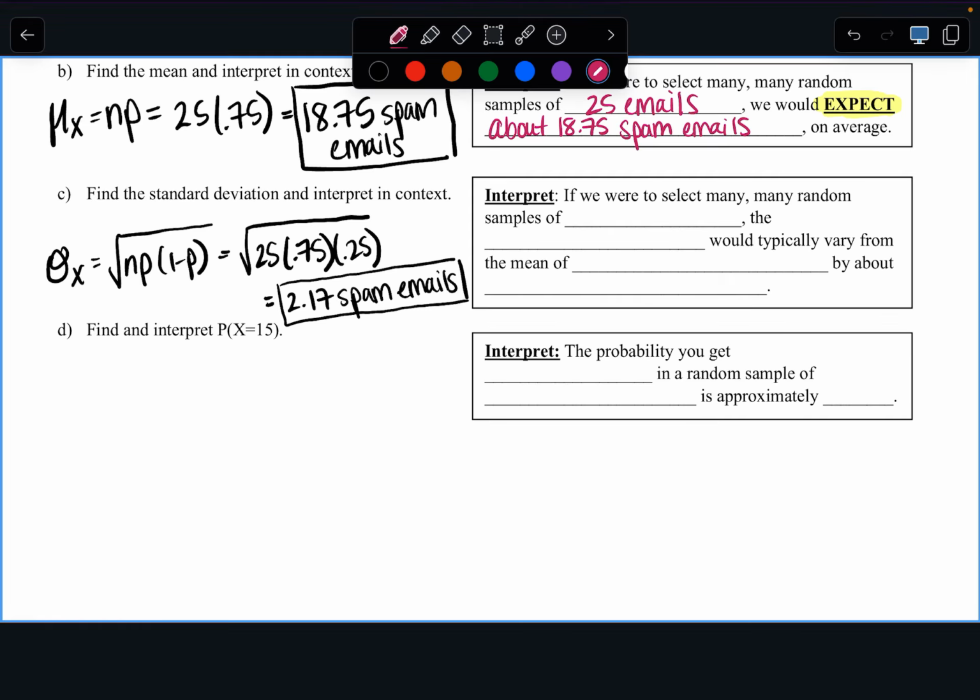So if we were to select many, many random samples of 25 emails, the number of spam emails would typically vary from the mean of 18.75, I like to include the mean value again with the same reasoning as before. If my mean was anything different, this standard deviation would be different. So by about 2.17 spam emails.